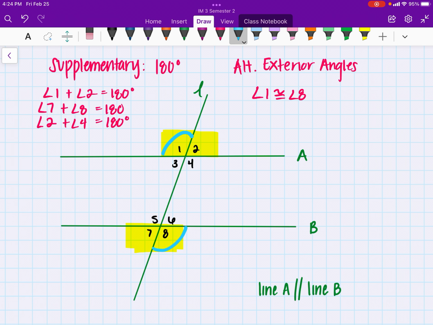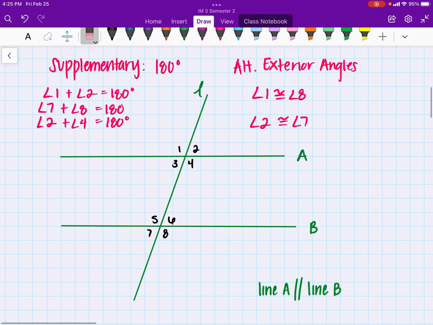And I could say the same thing about angle 2 and angle 7, because both of them, once again, are on the outside and they're on alternating sides. So angle 2 and angle 7 are congruent. All right, so that's alternate exterior. Now, let's go on to corresponding angles here.